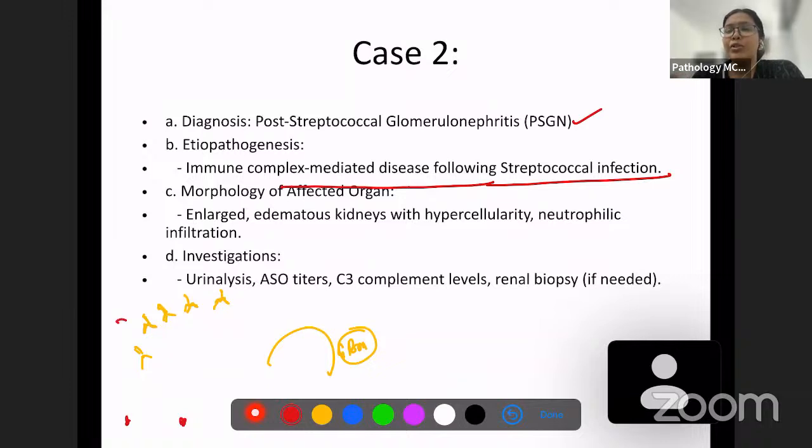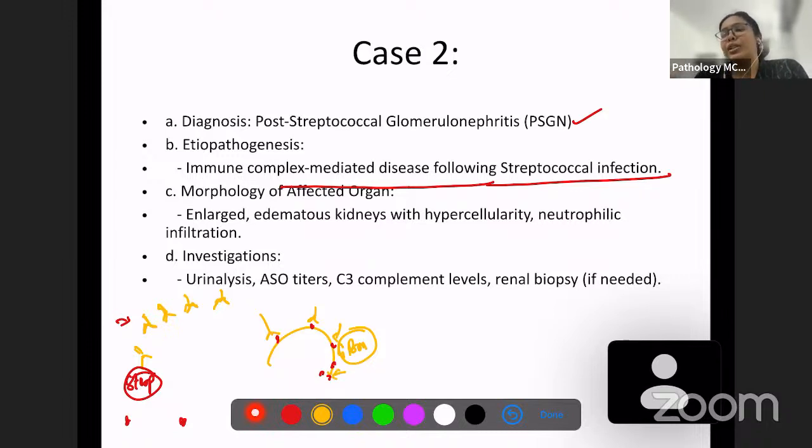Now these antibodies which have been formed against the streptococcal infection get confused. They come and attack the antigens which are in the glomerulus. Okay, so because of that, what is going to happen? This antigen comes and attacks here, and what we have as a result is glomerulonephritis.